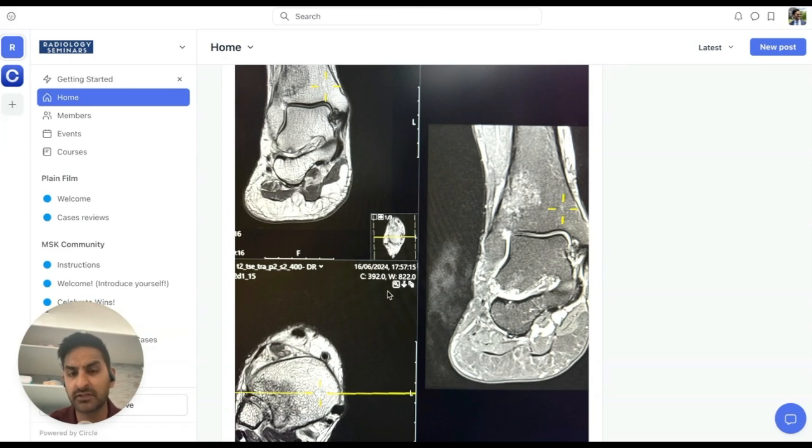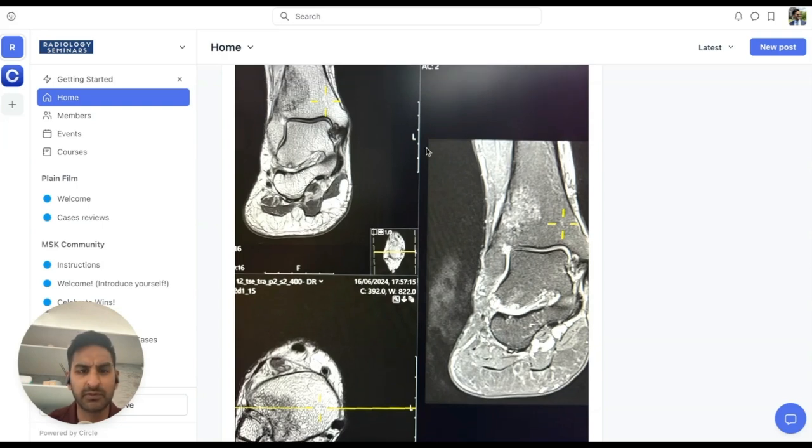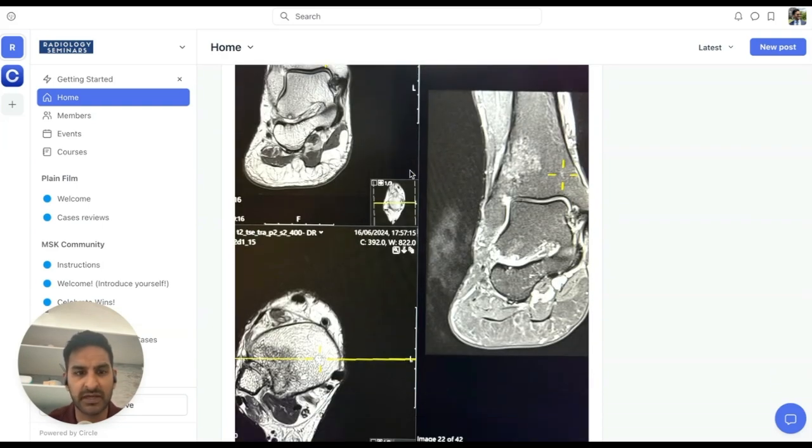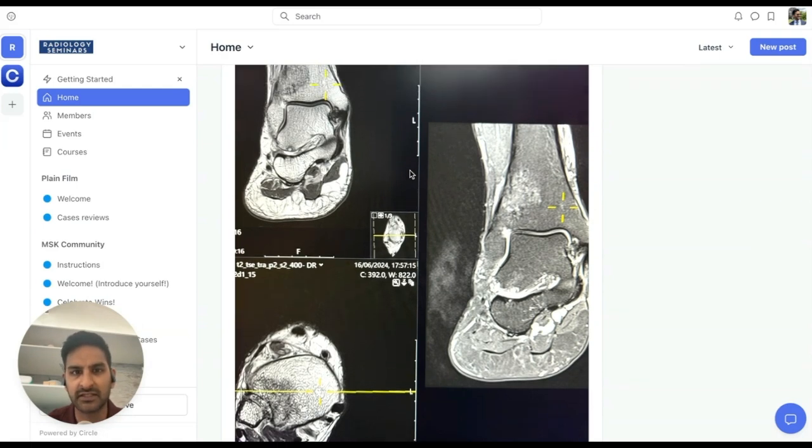This slight fatty component could mean that it's a hemangioma. Alternatively, it could be a developing non-ossifying fibroma. This probably will need a follow-up CT scan and even potentially biopsy to try and really identify what it is. But at this present time, it doesn't look like anything aggressive.